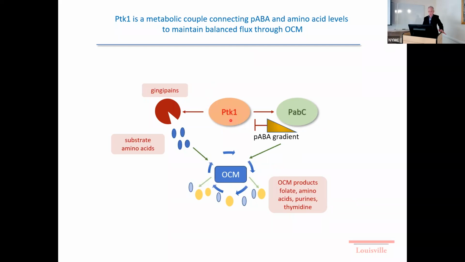The kinase activity also upregulates PABC, so more PABA, but as PABA starts to accumulate, and possibly one carbon metabolism is starting to race away and not be under control, the PABA inhibits PTK1. Less PABA is produced, there is less gingipain activity and fewer substrate amino acids, and one carbon metabolism is kept in balance. That's our model.